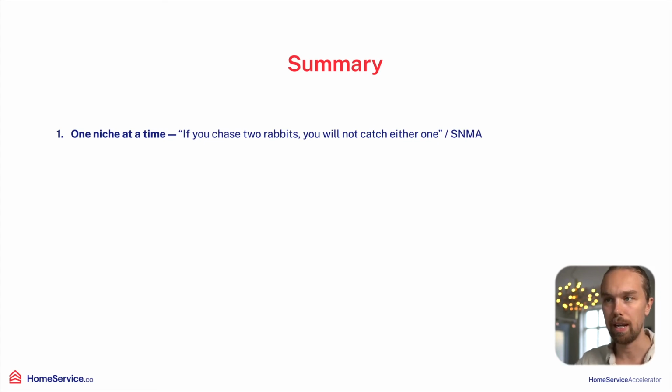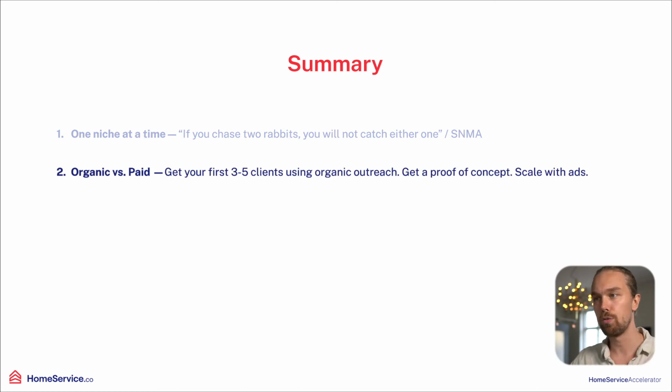And then organic versus paid. What I recommend in the beginning is that you get your first 3 to 5 clients using organic outreach, just as I showed you, for example, with Google. Get a proof of concept, and then you can scale with that.